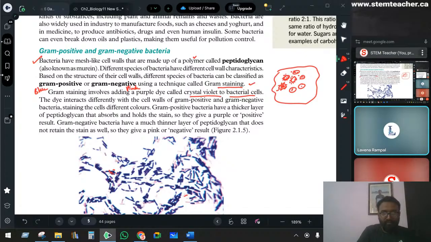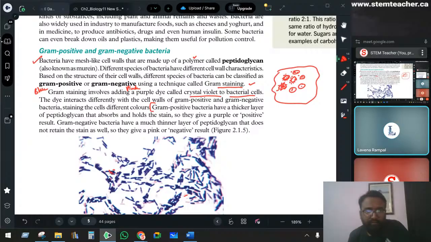Okay, can you read from here onwards? Gram-positive bacteria have a thicker layer of peptidoglycan that absorbs and holds the stain, so they give a purple or positive result. Gram-negative bacteria have a much thinner layer of peptidoglycan that does not retain the stain as well, so they give a pink or negative result.